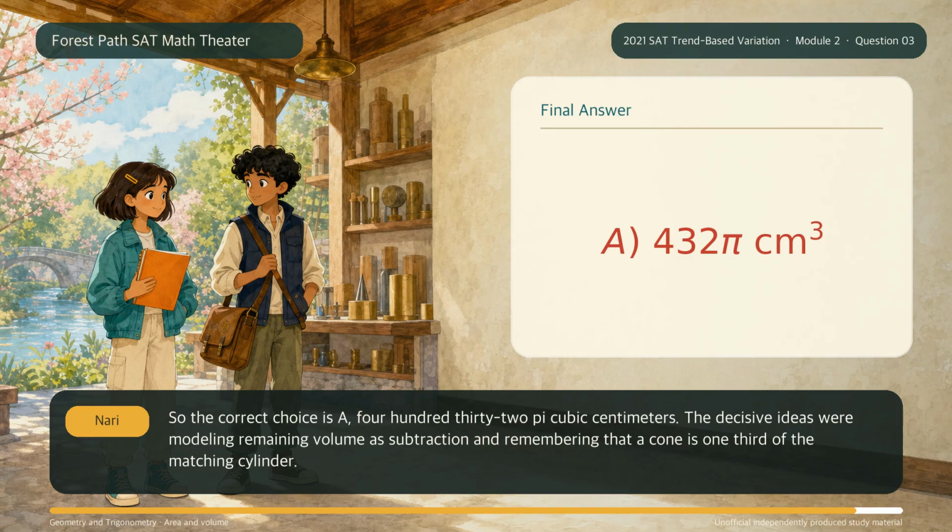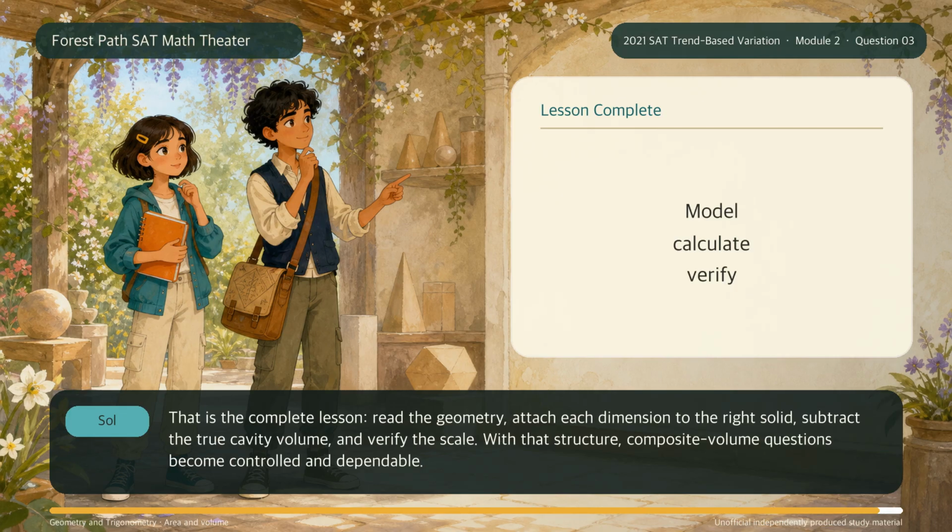The decisive ideas were modeling remaining volume as subtraction and remembering that a cone is 1/3 of the matching cylinder. That is the complete lesson. Read the geometry, attach each dimension to the right solid, subtract the true cavity volume, and verify the scale. With that structure, composite volume questions become controlled and dependable.